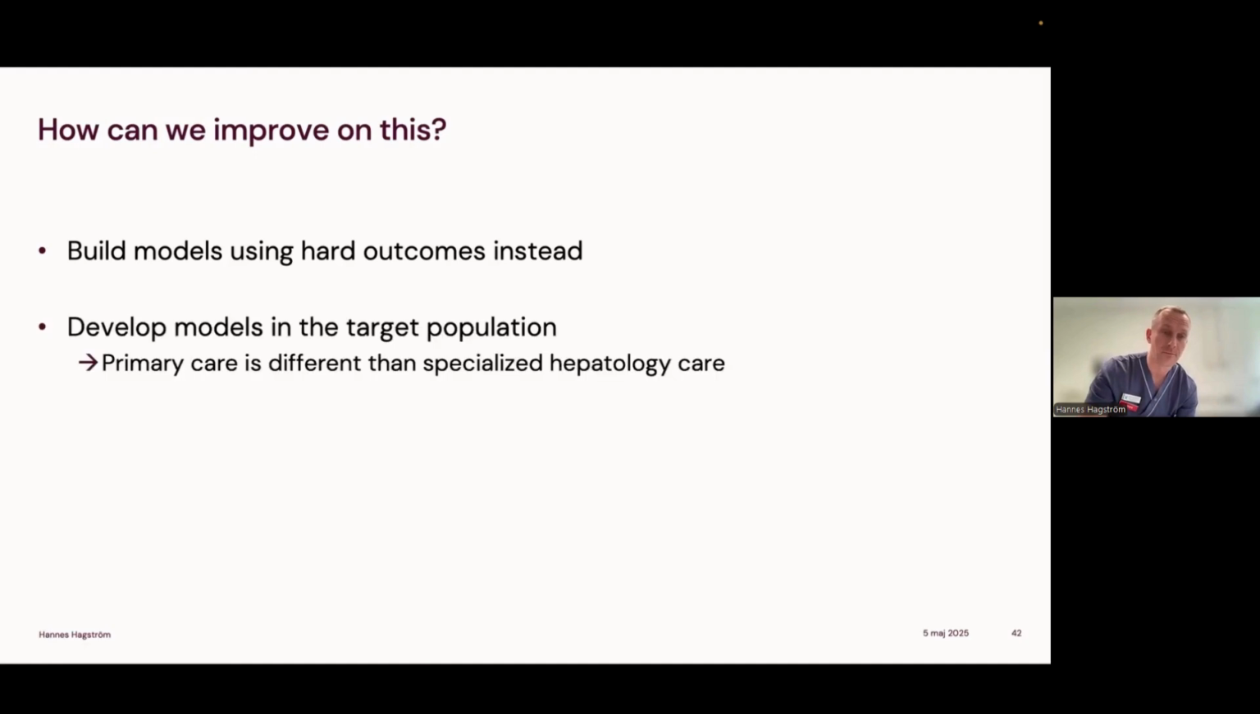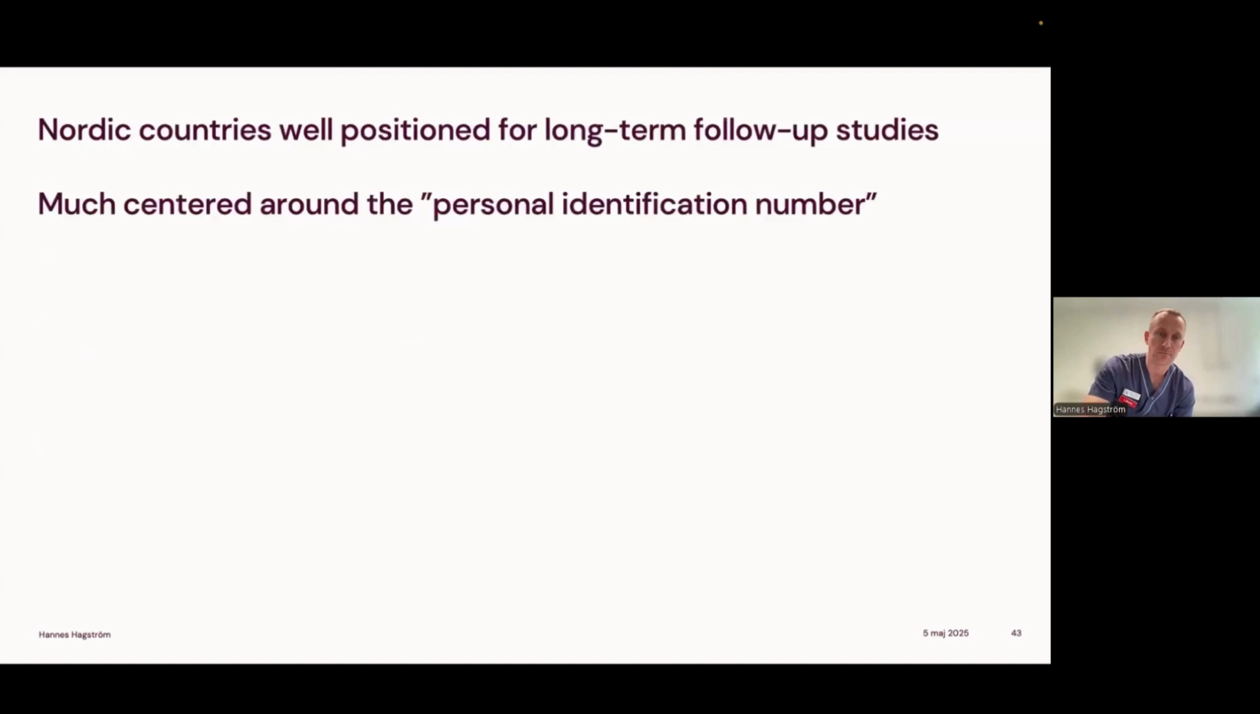And I think we also need to think about, when we develop new models, that we need to do that in the target population. So primary care is quite different than specialized hepatology care. And this is probably why FIB4 has some flaws, because it was developed in such a specific population. It's actually very interesting to see that it performs as good as it does. And I think we also need to increase the knowledge a little bit of where should we look? Should we look in the general population, or are there specific risk groups that we should look more closely into?